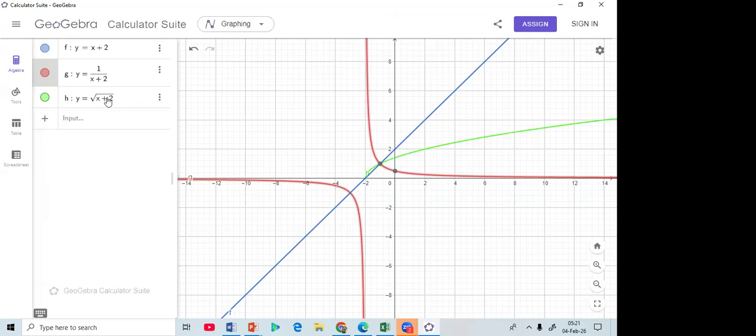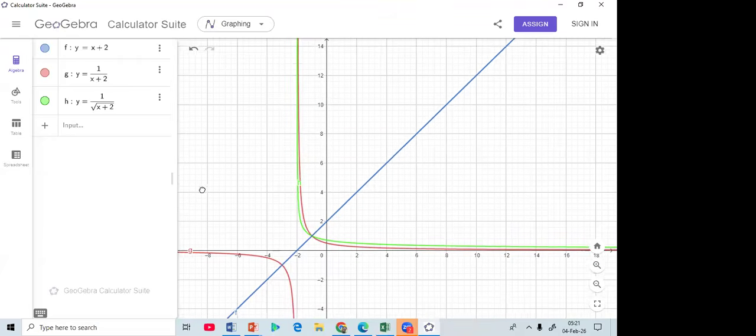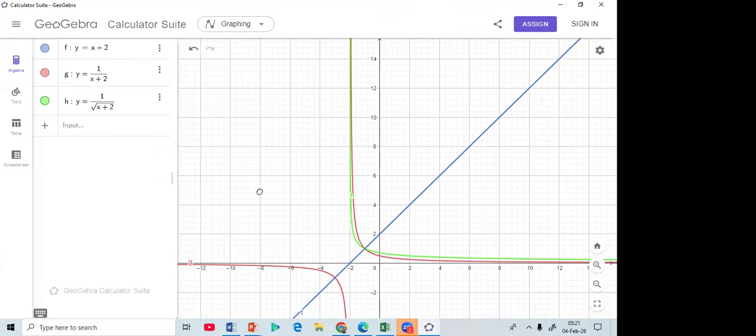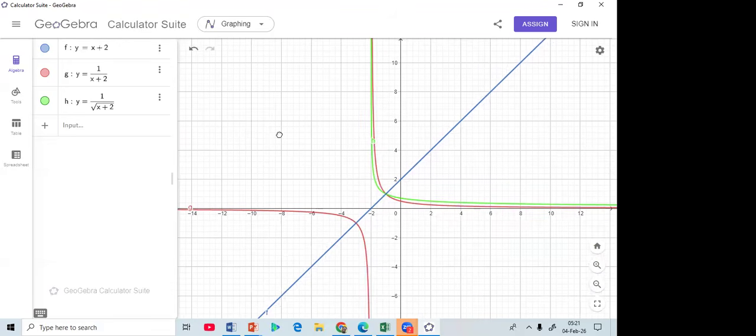What if I had put one out of this? Let me see. x plus 2. How does it look? I want to remove this. You have noticed that as long as it is irrational, you will always have just one curve. So that is the difference between rational, irrational, and linear functions.